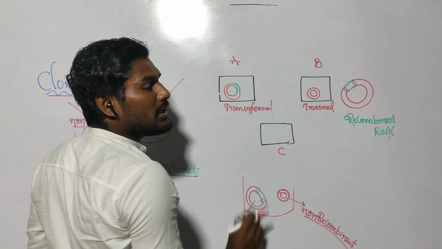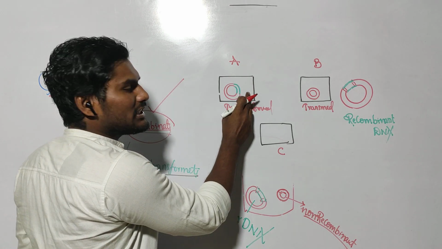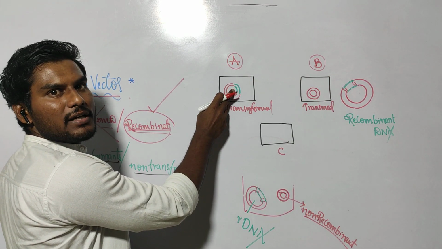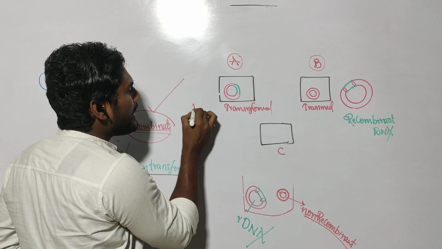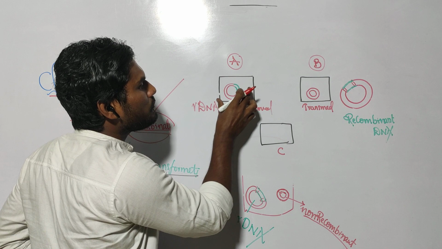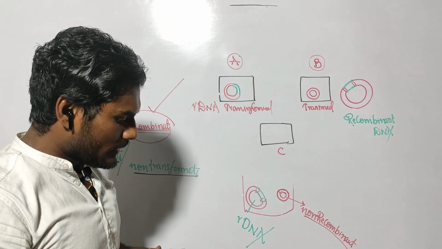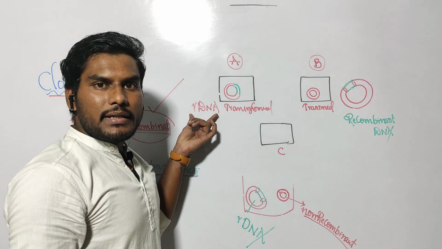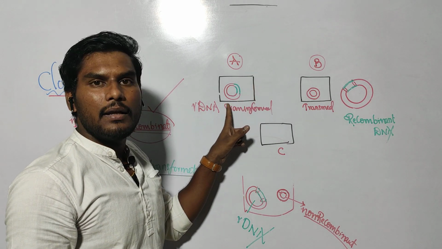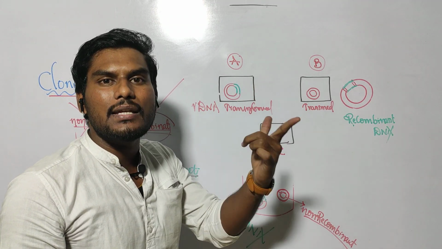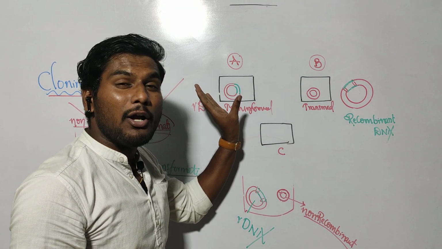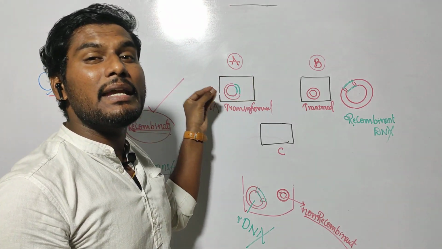Why? Because both of them contain circular DNA. Bacterial cell A contains circular DNA, and B is also containing circular DNA. But here the gene of interest is present. Which DNA is it having? rDNA. So it is a recombinant DNA transformed bacterial cell. Transformed means changed. How is it changed? It is changed by taking the rDNA. So it is a recombinantly transformed bacterial cell.